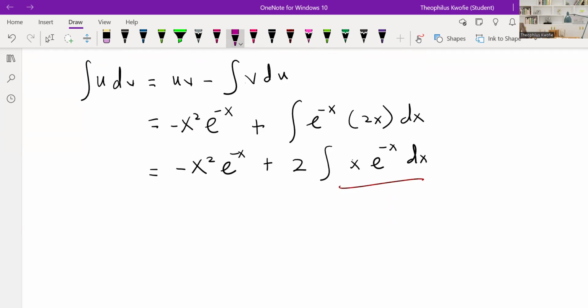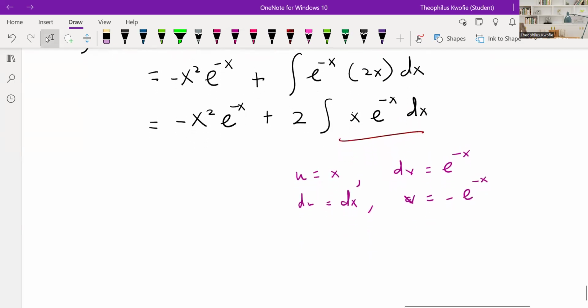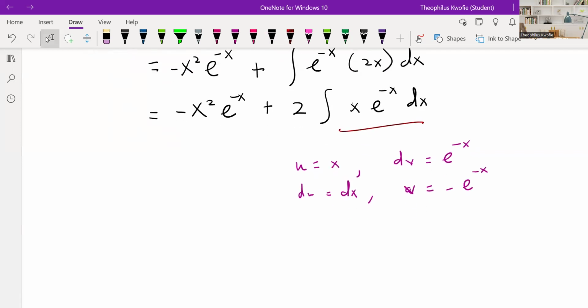So it means that my u will be x, and my dv will be e to the power of minus x, right? So my du will be dx, and then my v will be minus e to the power of minus x. Is that okay? So I need to reapply my integration by parts again. What I will do is call this equation 1.